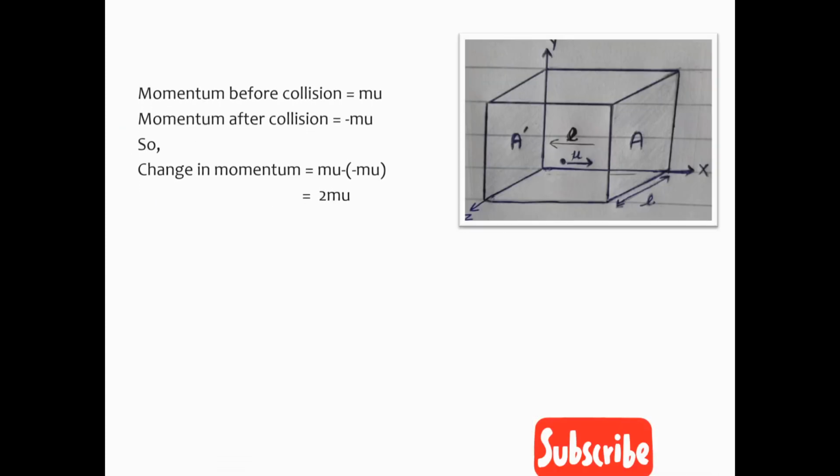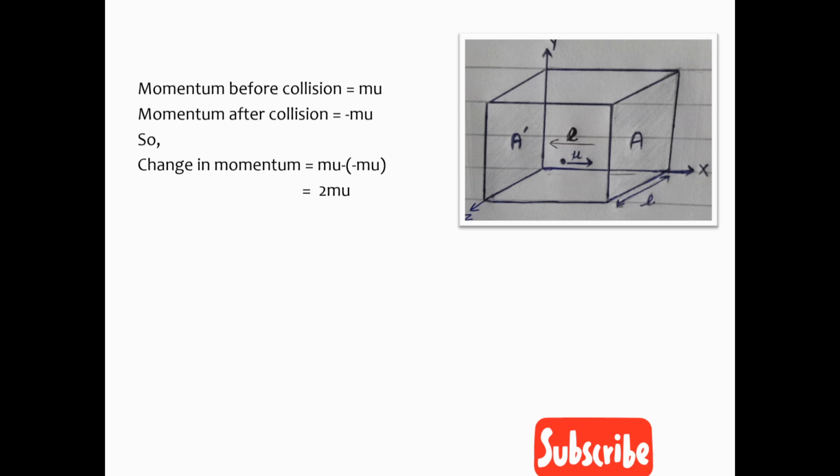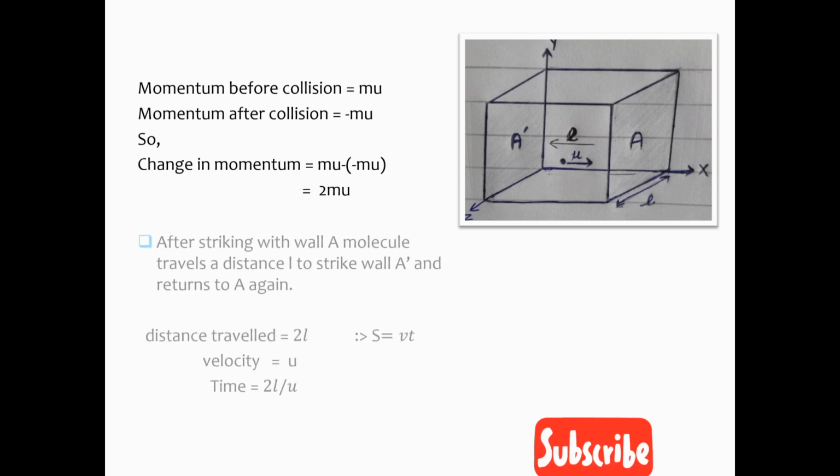As we know that the momentum is equal to mass into velocity. Velocity in this case is u, so the momentum of molecule before collision is mu. As the collision is perfectly elastic, the momentum will remain conserved. Momentum of molecule after collision is minus mu, the minus sign is due to the opposite direction. So change in momentum is 2mu.